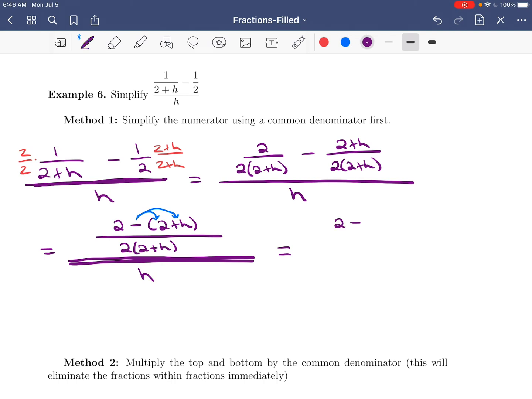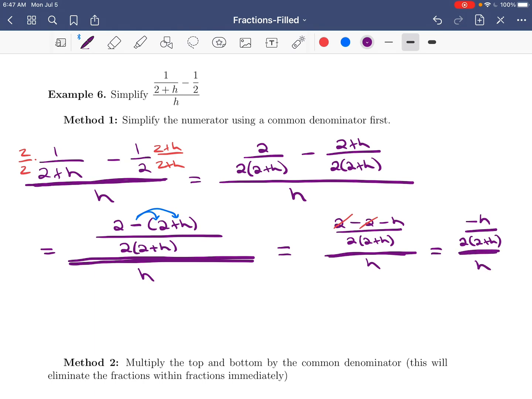So I have 2 minus h over 2 plus h, and you could expand on the bottom as well if you wanted, all over h. And I'm just going to continue here. So 2 minus 2 is 0. So I just get minus h over 2 times 2 plus h, all over h.